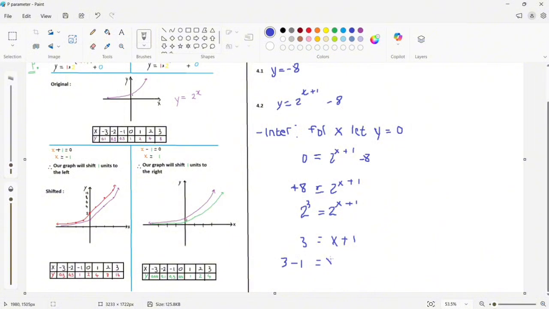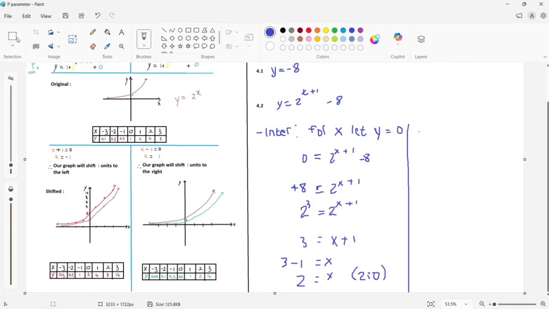So what you do, you minus 1 from both sides. It's taking a lot of time, but it's fine, guys. There we go, our x-intercept is 2. That's not 21, I'm just going to fix that. It's 2 and 0.